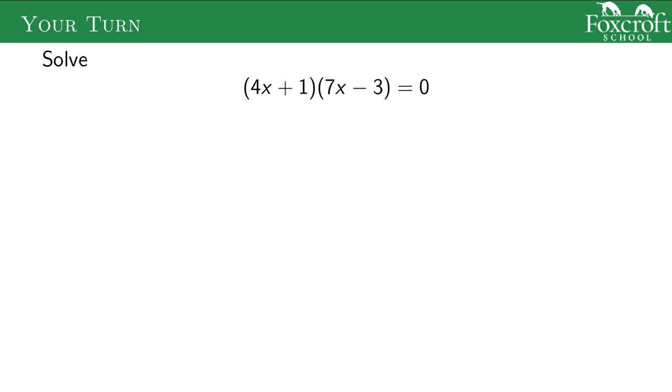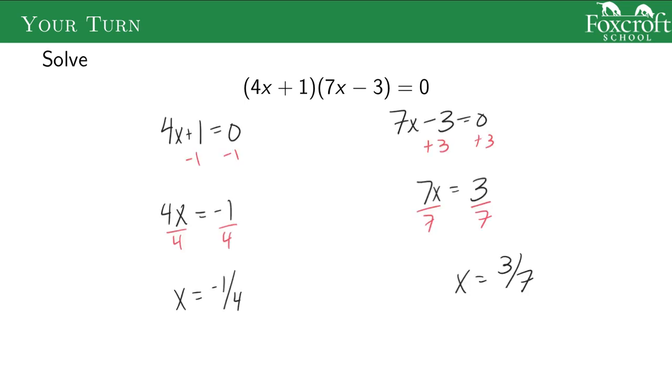All right, so here's one for you to try on your own. Solve this equation. And I'll show you the answer in 3, 2, 1. The two answers are x equals -1/4 and x equals 3 over 7.